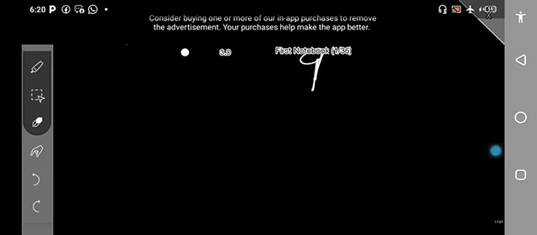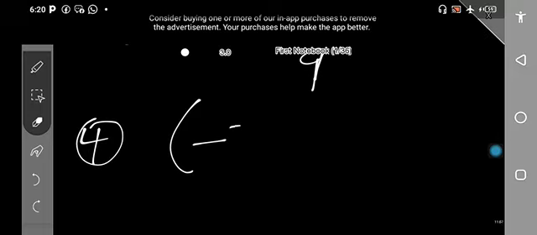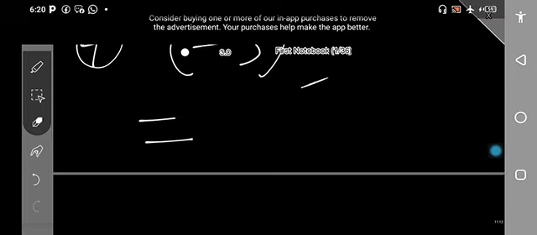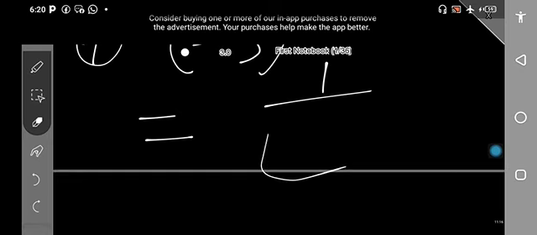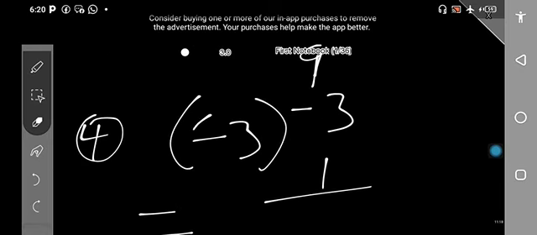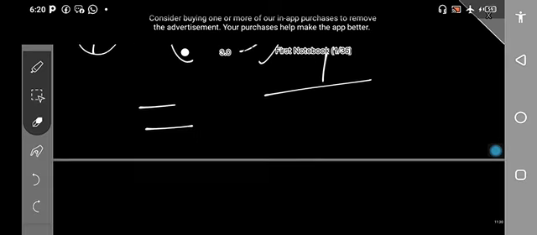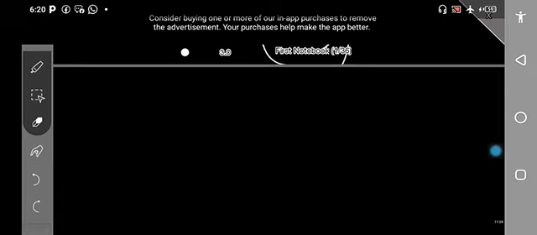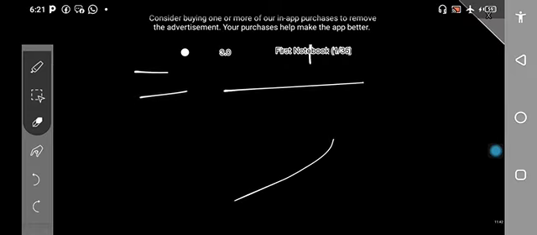We have minus 3 raised to the power of minus 3. Now this equals 1 over, again, you can see that this minus 3 is in a bracket. This minus is not outside, rather it's in the bracket with this 3. So we are going to write minus 3 in the bracket like this. This equals 1 over minus 3 times minus 3 times minus 3.